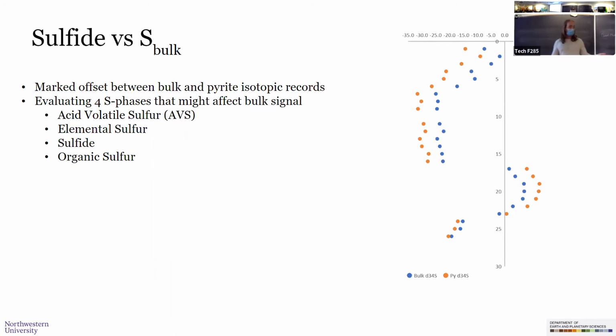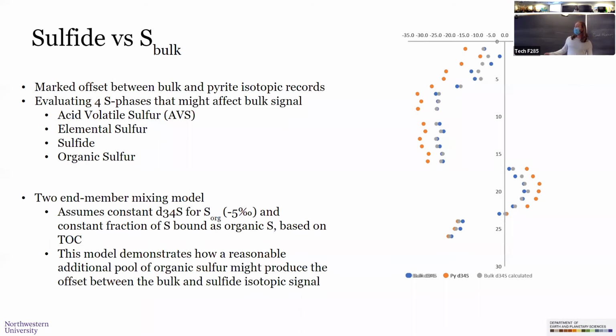This really suggests that there are other sulfur phases in this record that are also pushing the bulk around. So this last summer, I did a sequential extraction of various sulfur phases that could also be influencing the bulk record. And I do not have the actual values yet. The EA is currently getting ready.